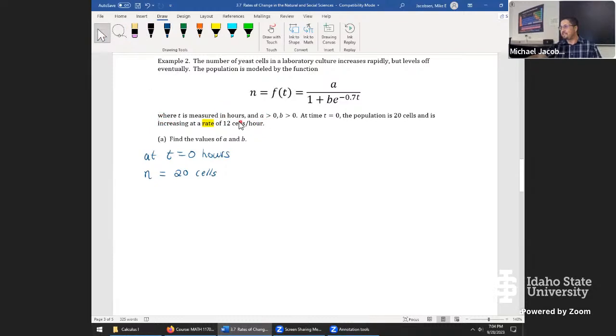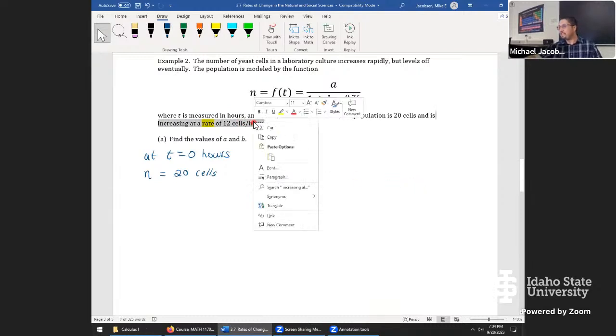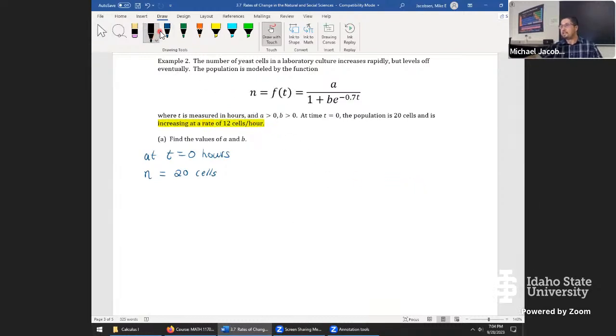Let me grab that. Sorry, I'm having trouble with Microsoft all of a sudden. I'll just do it this way. This right here is the derivative. So let's take that and write the rate of change of the number of cells with respect to time when time is equal to 0 hours came out at 12 cells per hour.